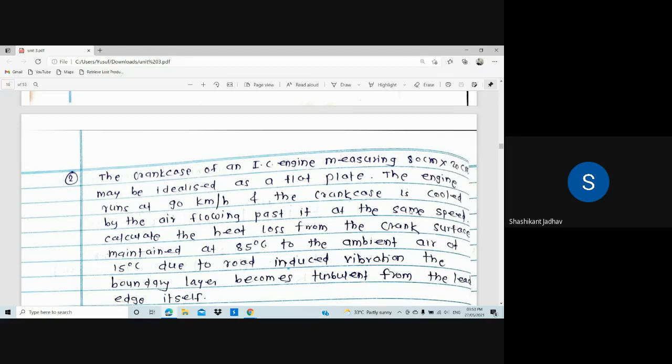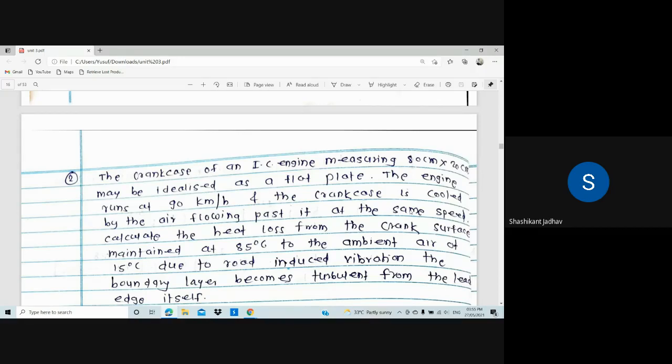The engine runs at 90 kilometer per hour, and the crankcase is cooled by the air flowing past it at the same speed, full stop.